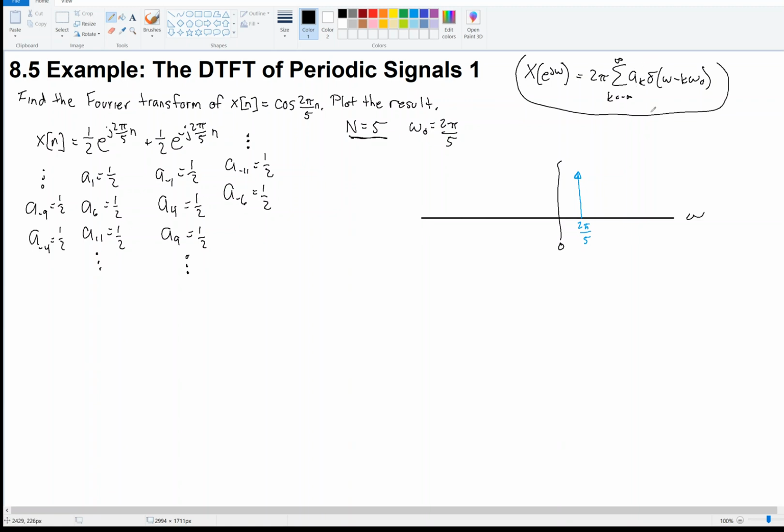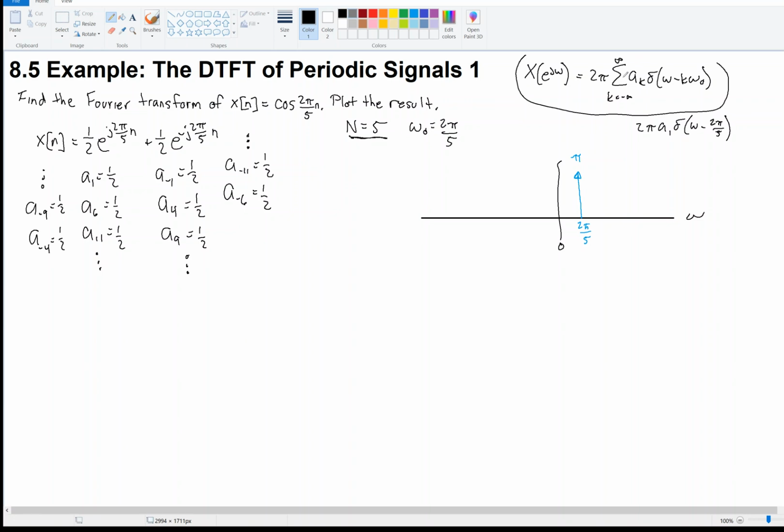So for example, the k equals 1 term is 2 pi times A1 times delta of omega minus omega 0, and omega 0 is 2 pi over 5. So this is the k equals 1 term. What is this? This is an impulse that has been shifted to the right by 2 pi over 5, scaled by 2 pi times A1. A1 is 1/2, so this is pi, scaled by pi. So we have this impulse. That's the k equals 1 term.